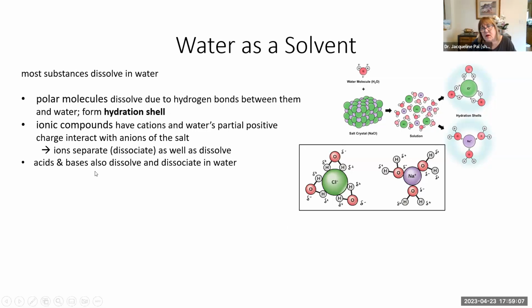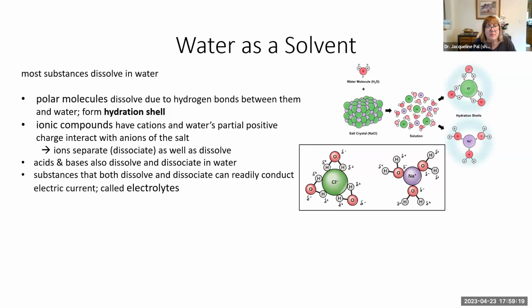And this is the same process that's going to happen if we dump an acid, like hydrochloric acid, or if we dump a base, such as sodium hydroxide, which is lye. They are going to dissociate in the water. Now, a substance that can both dissolve and dissociate, these substances can conduct an electric current, so we call them electrolytes. Okay, so sodium's an electrolyte, chloride's an electrolyte, potassium's an electrolyte. We've got lots of electrolytes.